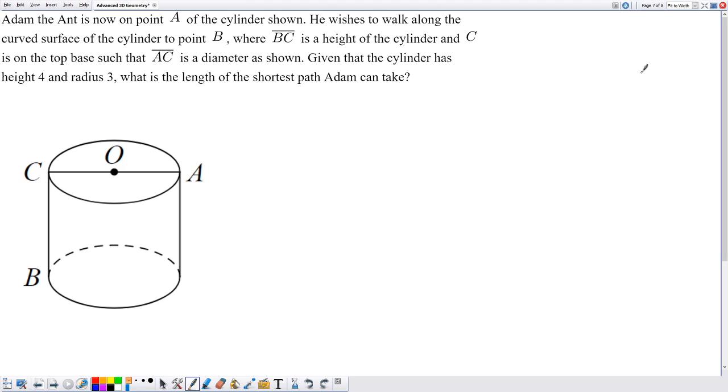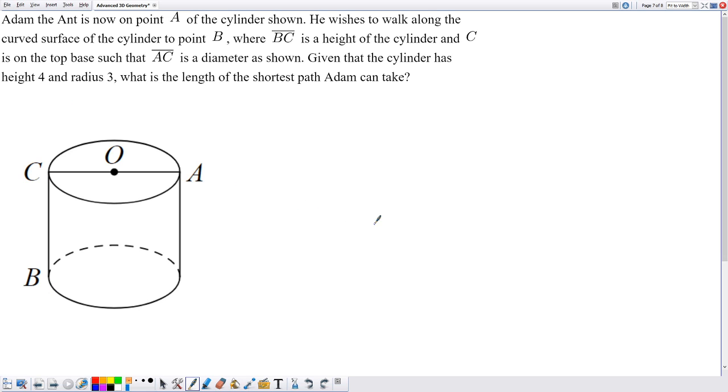Hello again. So, we have our final challenging 3D geometry problem for this lesson. Adam the ant is now on this cylinder. He wishes to walk along the curved surface of the cylinder to point B, where BC is a height of the cylinder, and C is on the top base such that AC is a diameter as shown in the diagram.